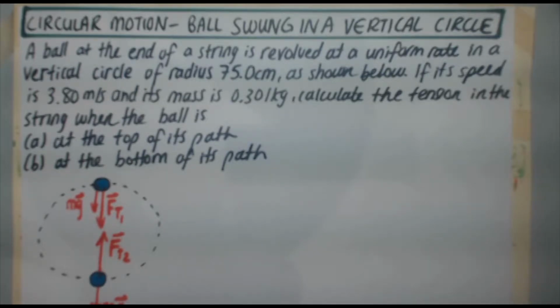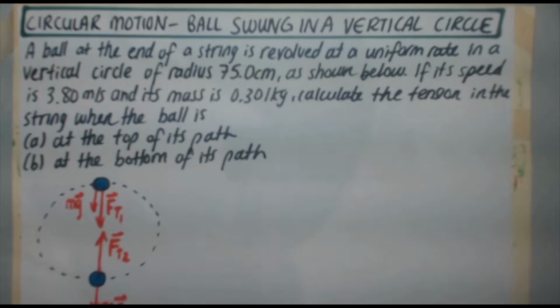Ball swung in a vertical circle. A ball at the end of a string is revolved at a uniform rate in a vertical circle of radius 75.0 centimeters, as shown below. If its speed is 3.80 meters per second and its mass is 0.301 kilograms, calculate the tension in the string when the ball is A, at the top of its path, and B, at the bottom of its path.